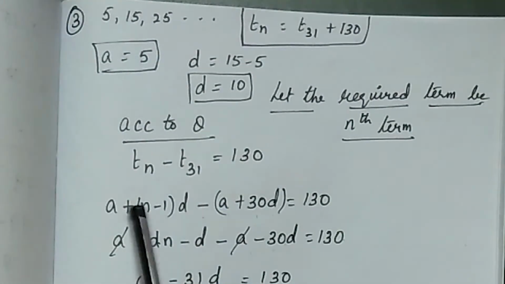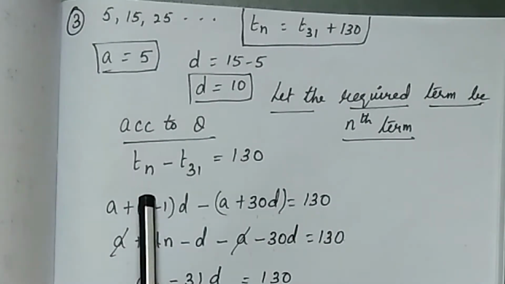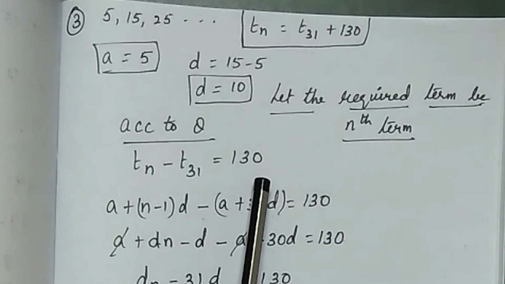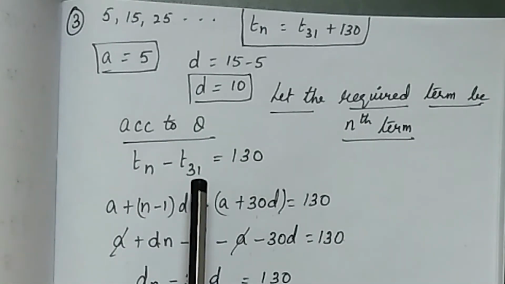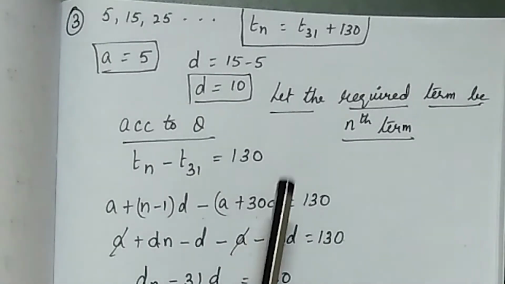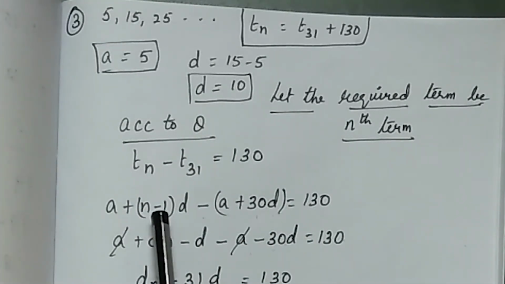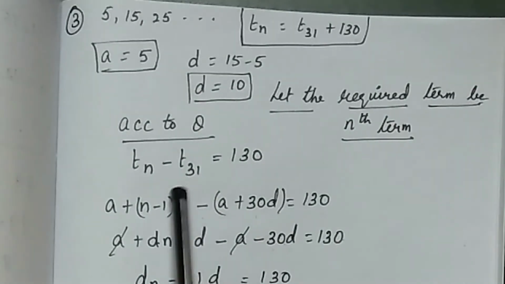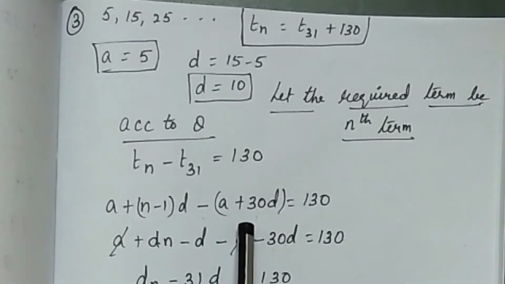Clear? Now, put in the question. Nth term minus 31st term is equal to 130. The difference between nth term and the 31st term, you will get 130. Now, you know nth term formula a plus n minus 1 into d. And what will be the 31st term? A plus 30d you will get.